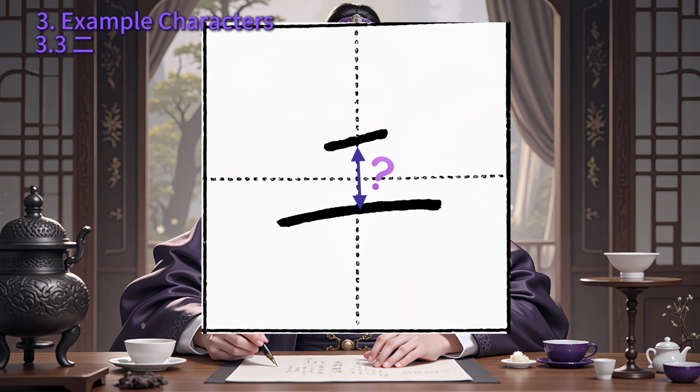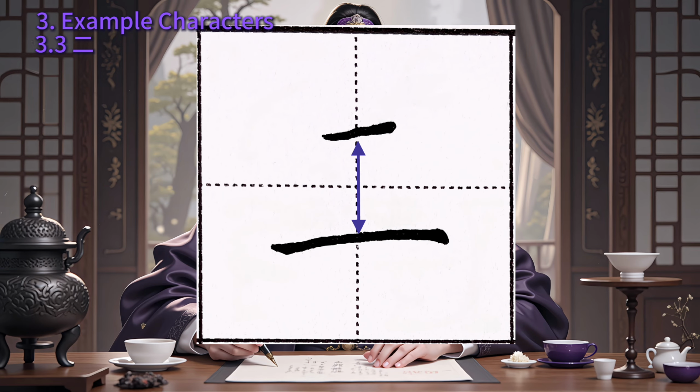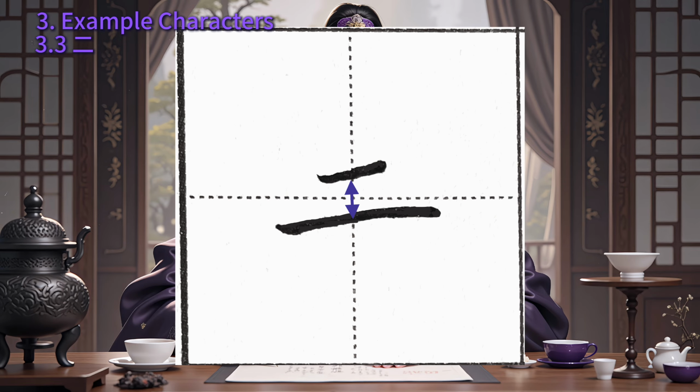And another question is, what is the distance between the two Heng? My tip is the distance is almost the same as the length of the short Heng. If the distance is too big, those two Heng look like they are not related to each other. This Chinese character looks too loose. If the distance is too small, those two Heng are too close and feel cramped or stifling.